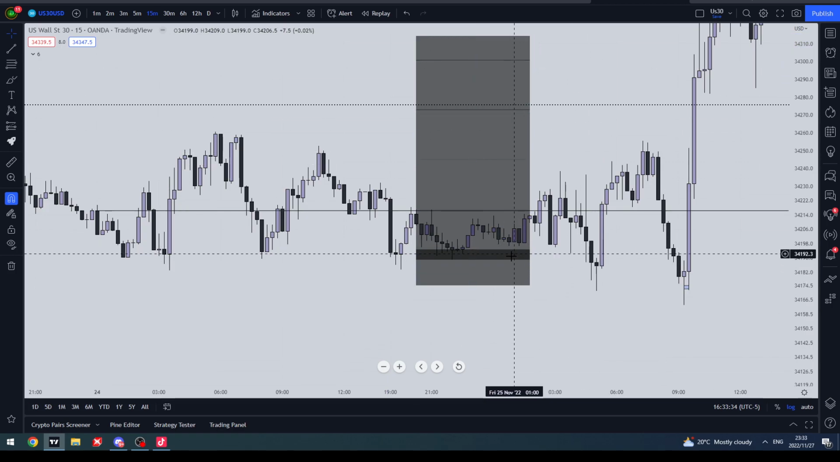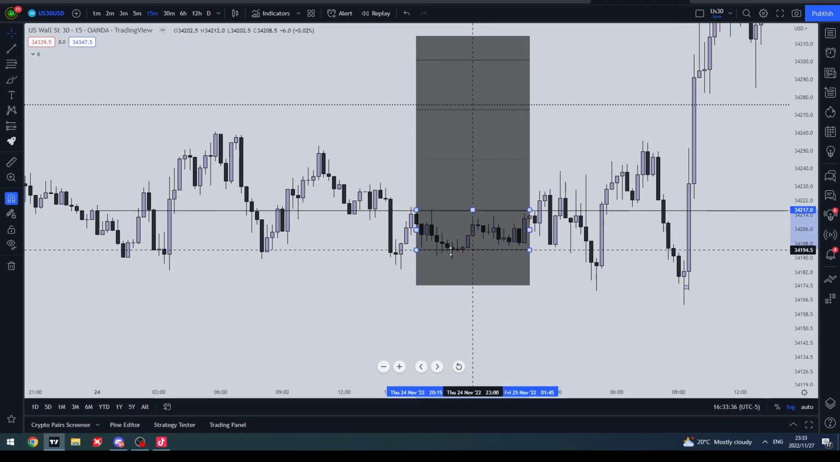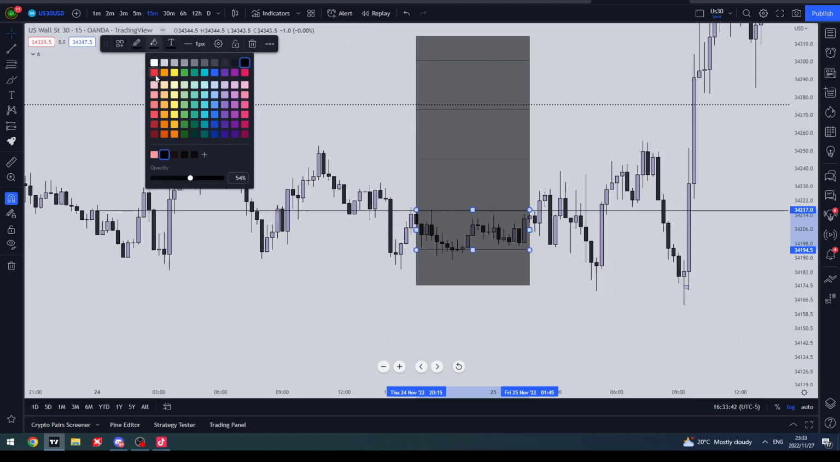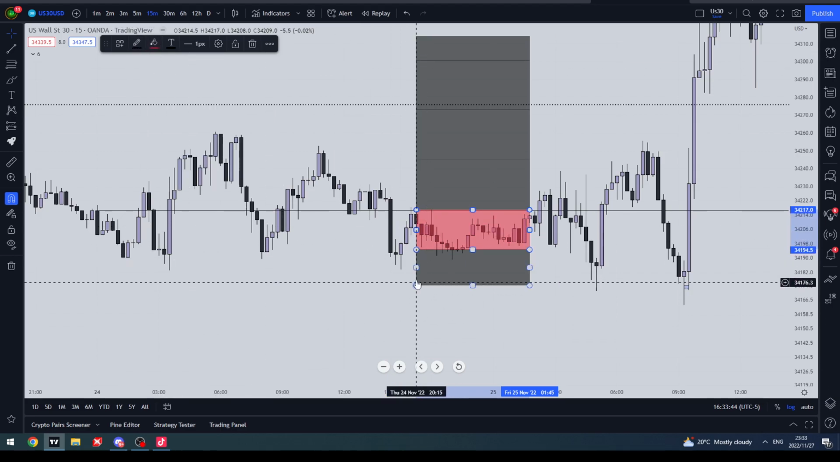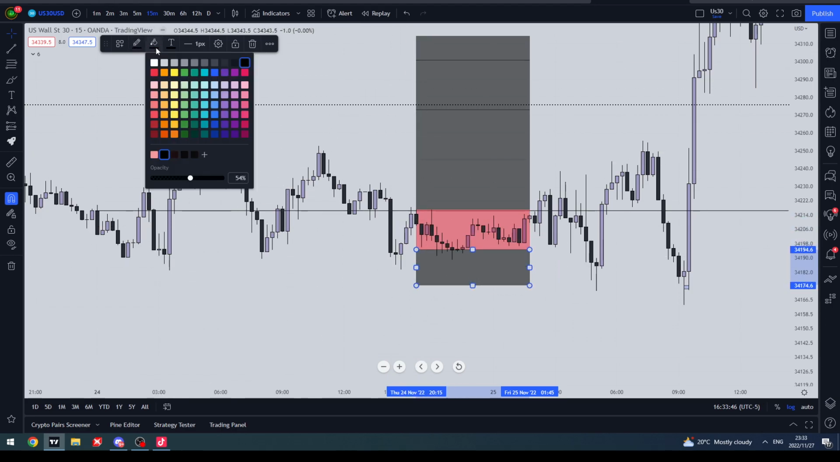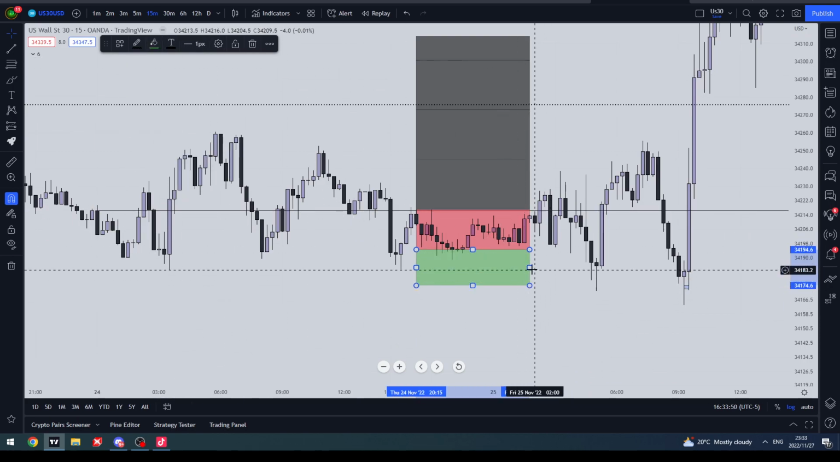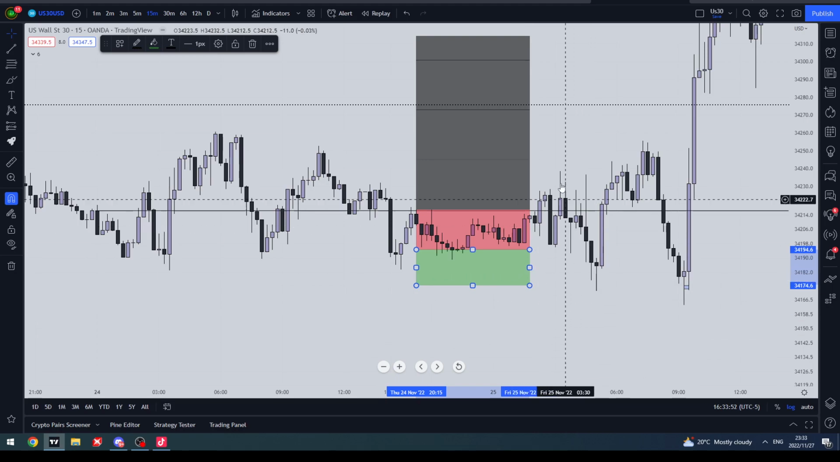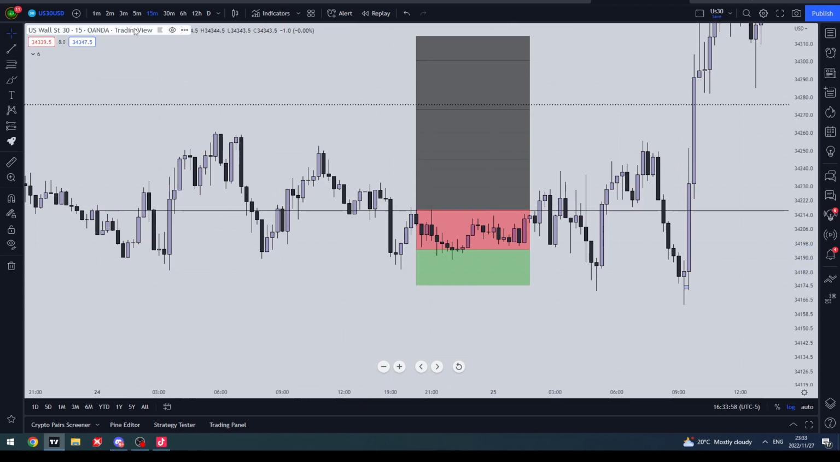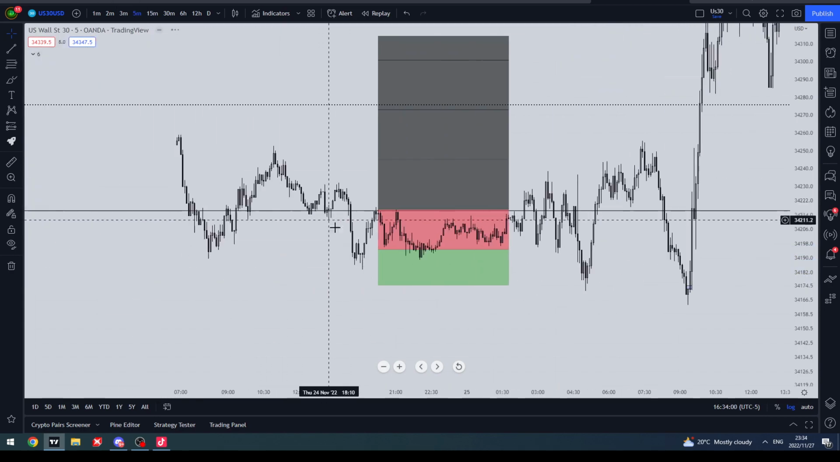Right, so we have the Asian range. Let's make it yellow now, or red. We have where we want our entry to form, which is 1 standard deviation below the Asian range. And our target is 3.5 standard deviations above the Asian range. Go down to a 5 minute.